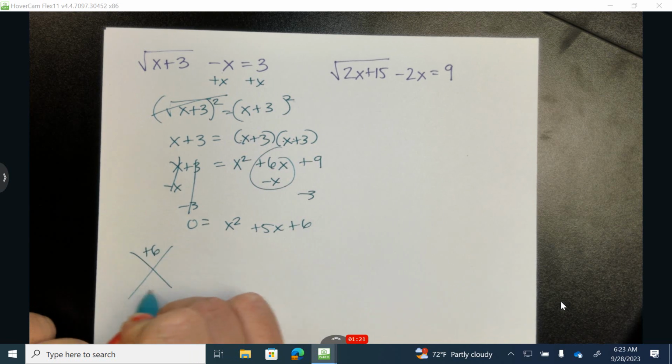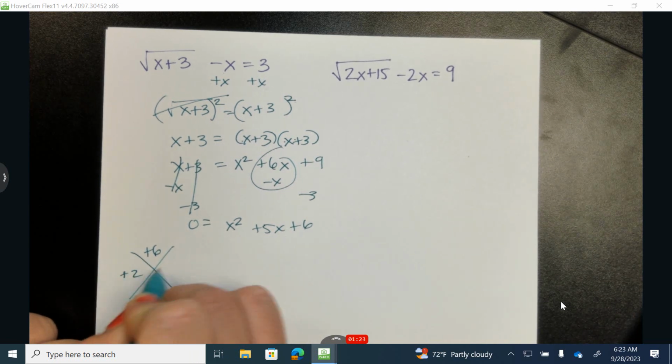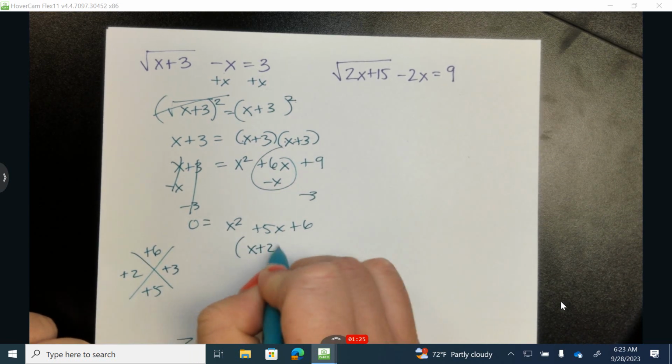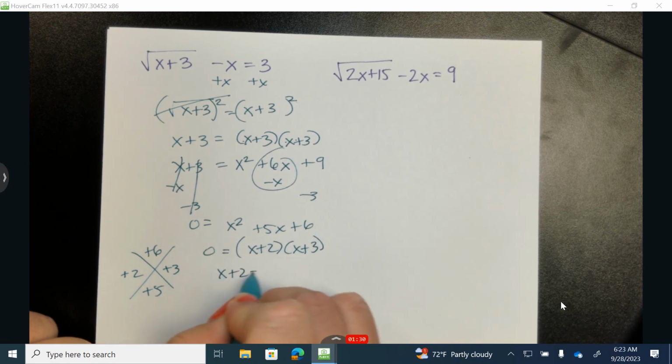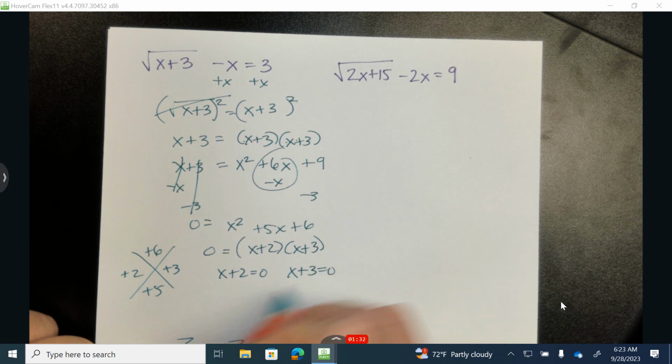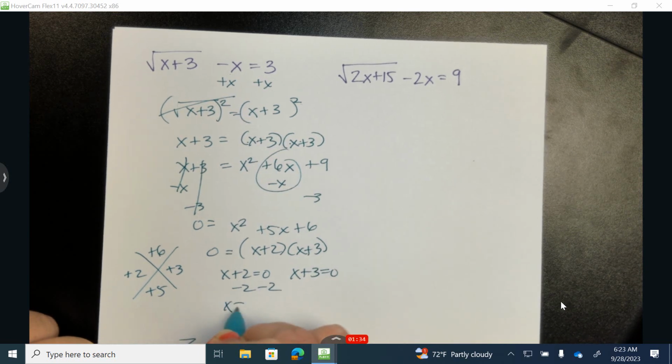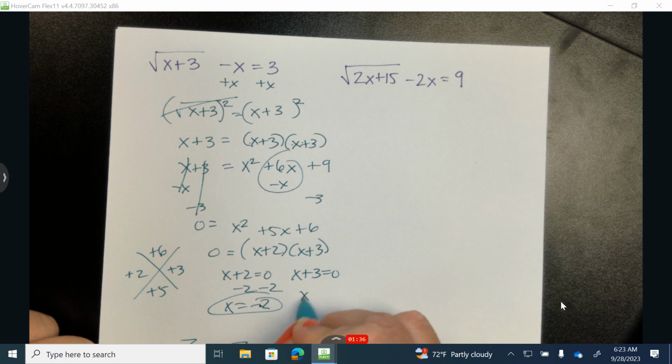What multiplies equal positive 6 and combines to give us 5? That would be 2 and 3, so x plus 2 and x plus 3. I set each quantity equal to 0, and I'm going to solve. And so I'm going to come up with answers of -2 and -3.